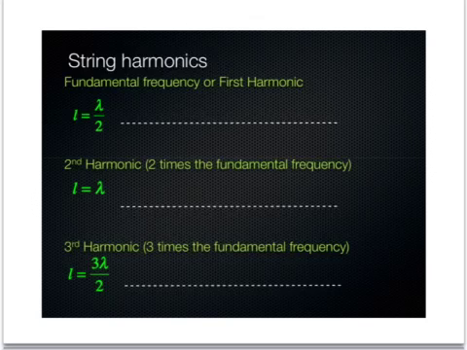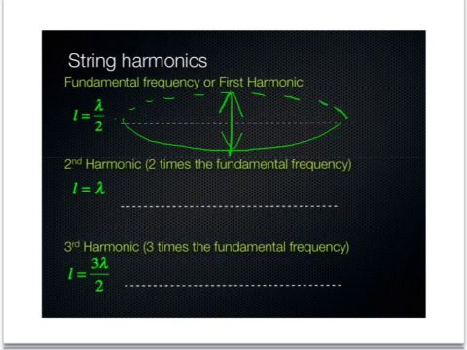So if we have a string fixed at the two ends, then we can get the first, or the fundamental frequency, called the first harmonic, which looks like this. It's basically the longest possible wave that could be held in the string. And it will of course appear to oscillate back and forward between these two positions, and that's called the fundamental standing wave.